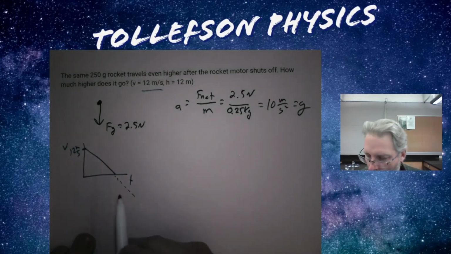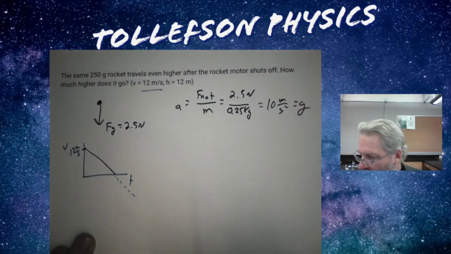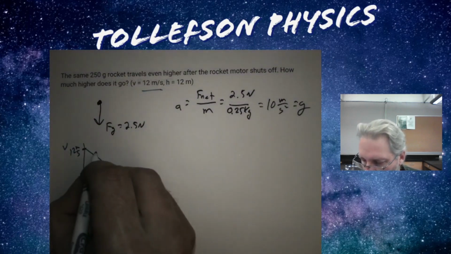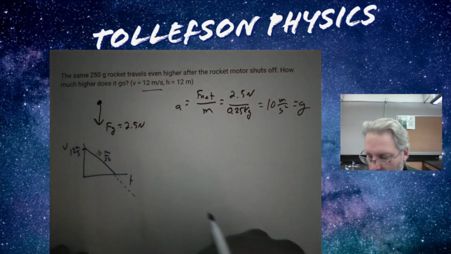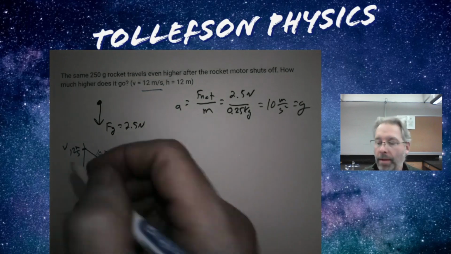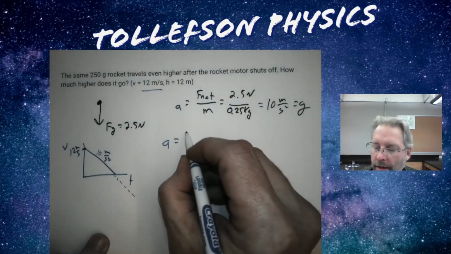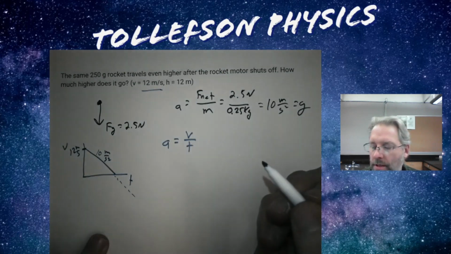Okay, so what do we know? We know that the height before it was 12, that doesn't matter. So I've got this and I've got the slope, right? So the slope is 10 meters per second squared. So let's do something with the slope first. Right? Slope is acceleration, change in velocity divided by change in time.